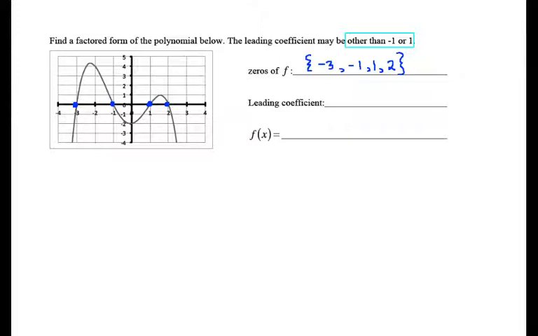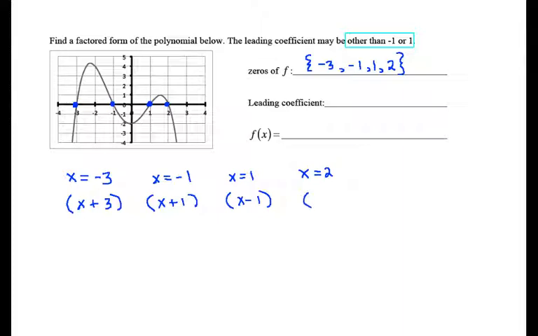Now, from each of these zeros, I should get a factor. So from x equals negative 3, I get the factor x plus 3. And from x equals negative 1, I get the factor x plus 1. From x equals 1, I get the factor x minus 1. And from x equals 2, I get the factor x minus 2. And my whole polynomial is y equals some leading coefficient a, which we as yet do not know, times all of these factors.